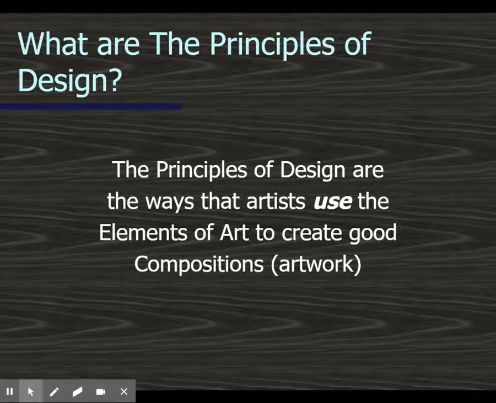A nice way that I like to compare this is to imagine that the elements of art are the materials to make a cake. That would be eggs, flour, sugar, all the actual items that make a cake. Don't forget, we would also have a stove, basically everything we need to make the cake. But without a recipe, we wouldn't know what to do with those items, and we wouldn't know how much of them to use. So the principles of design are the recipe for making good art.